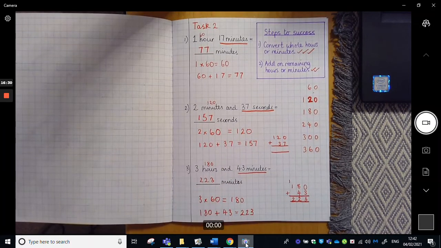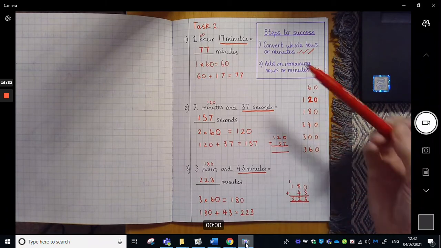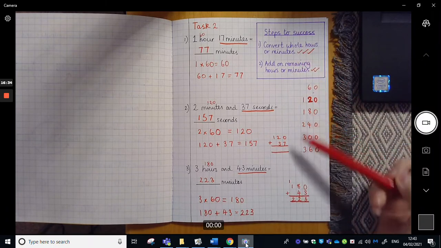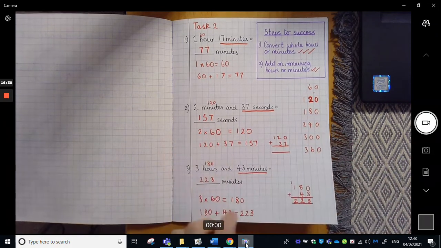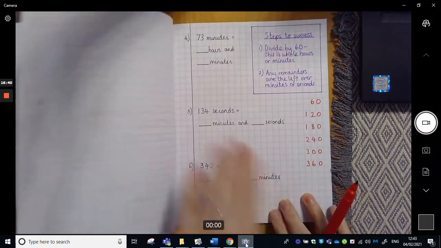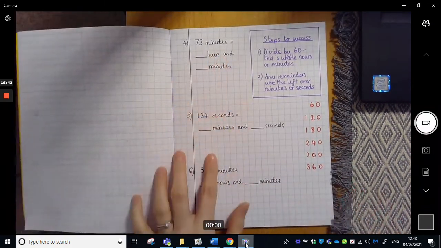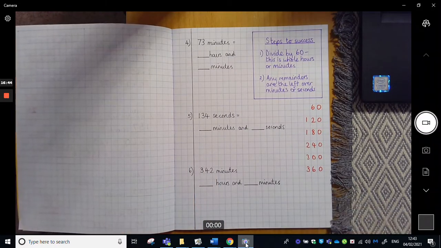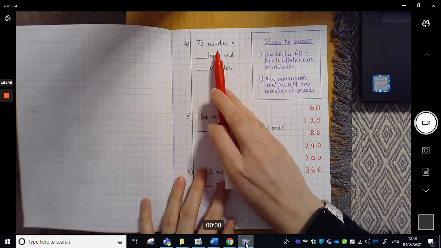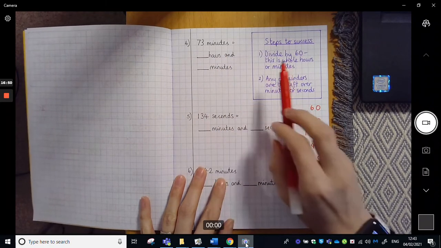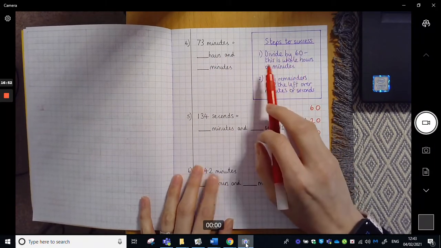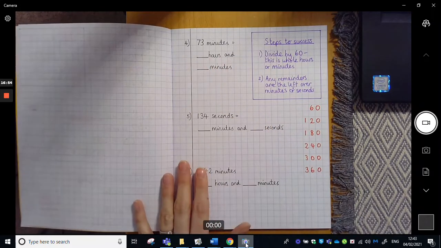Okay, so that's quite straightforward on that one because I can convert quite easily using my times tables and I'm just adding on the remainder, but it gets a little bit trickier when we get on to this kind of question. So I've got 73 minutes this time and I want to change it into hours and minutes. So this time I'm going to have to divide by 60 to see how many whole hours I've got there.